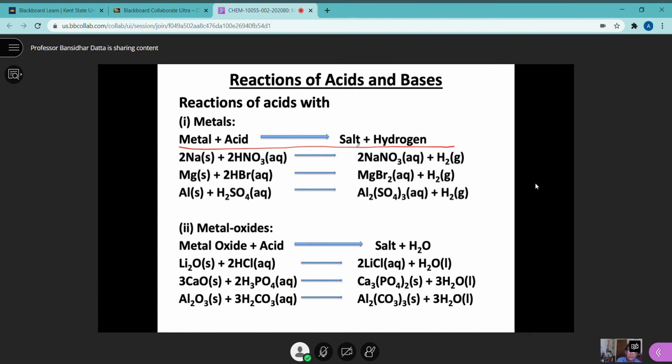Remember, always. Salt I will talk about later on. So for example, sodium, group 1A, solid, plus nitric acid solution makes sodium nitrate. It's balanced, but sometimes it may not be balanced. Sodium nitrate is a salt, plus H2, hydrogen gas, and that basically comes out of the reaction.